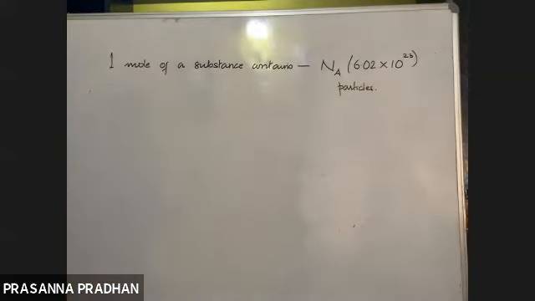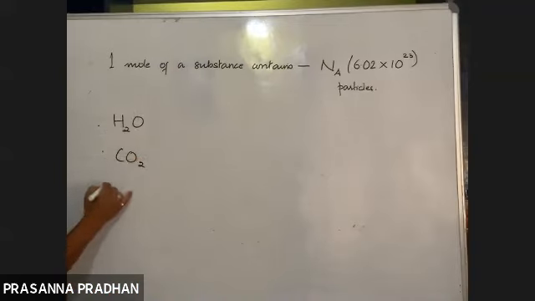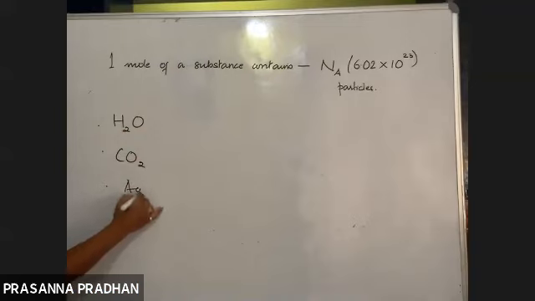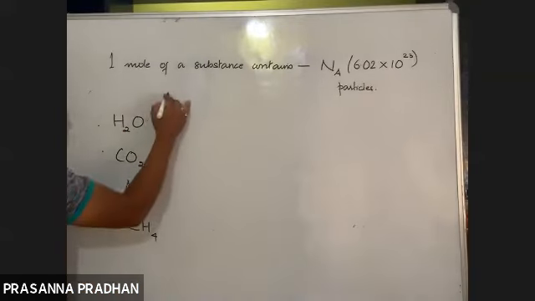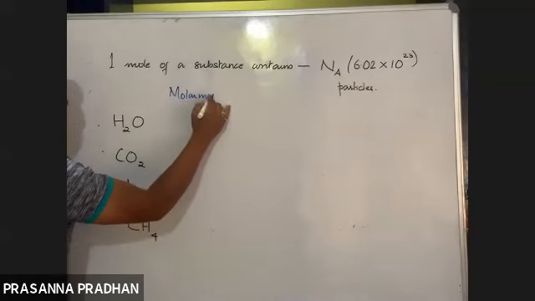So now let us relate this mole in terms of number. Again, I'll start with a few compounds out here. I'll write down water, carbon dioxide, say silver, and methane out here. I'm writing down a few compounds and this element silver. Now I'm writing down the molar mass.